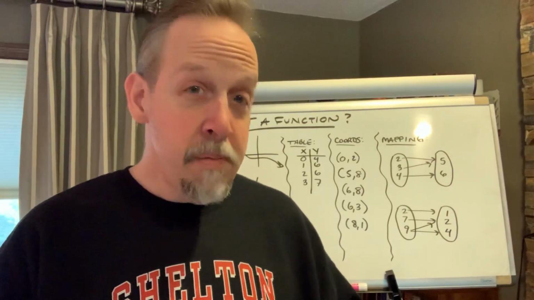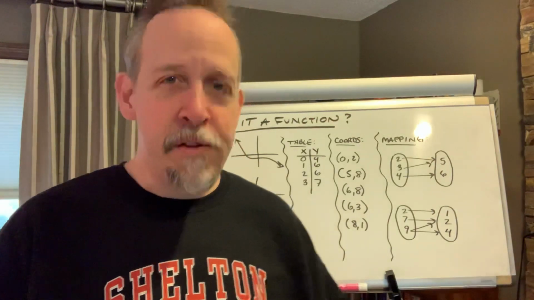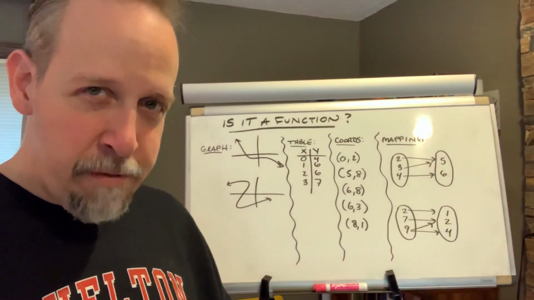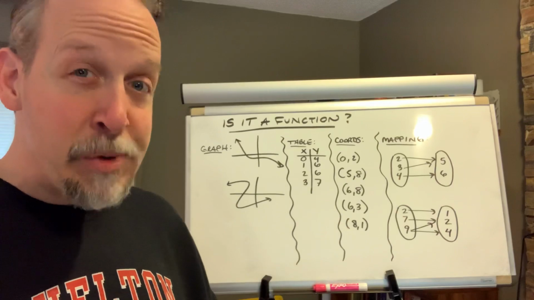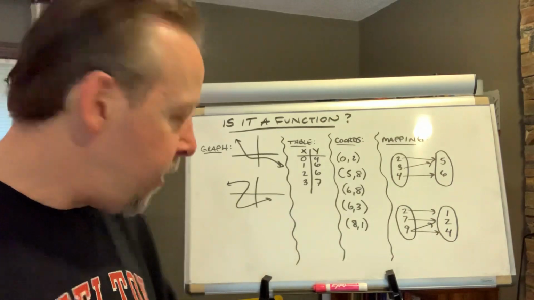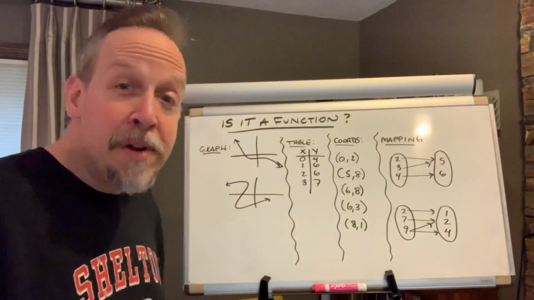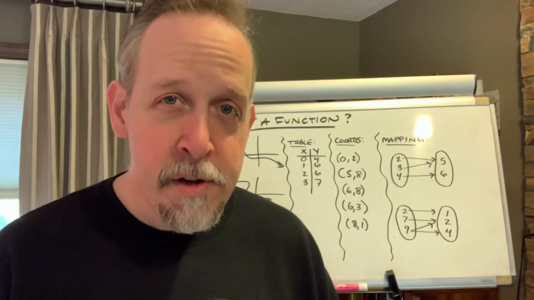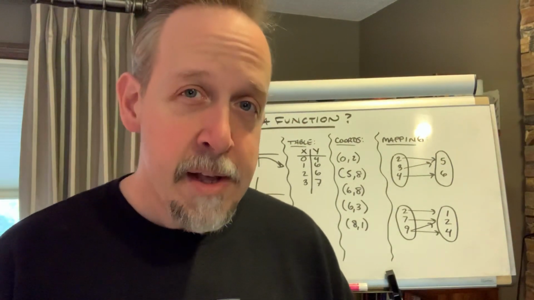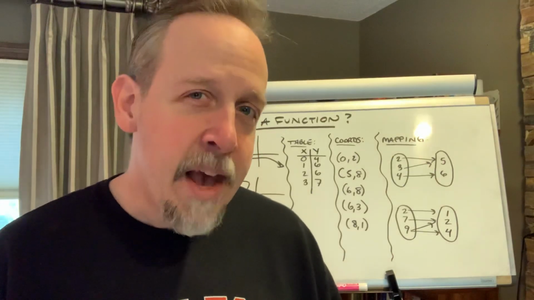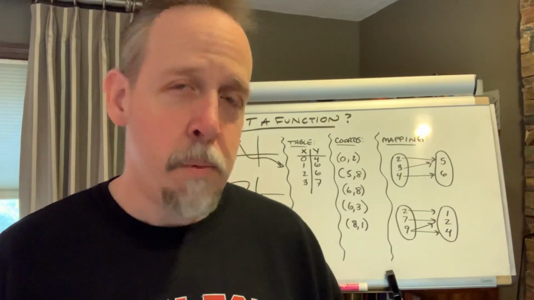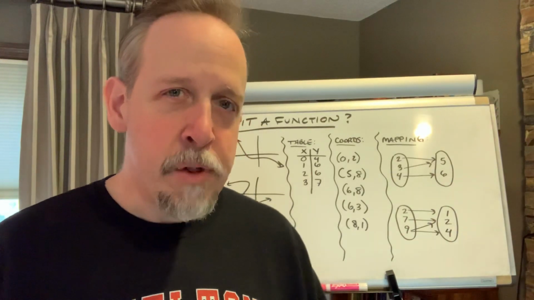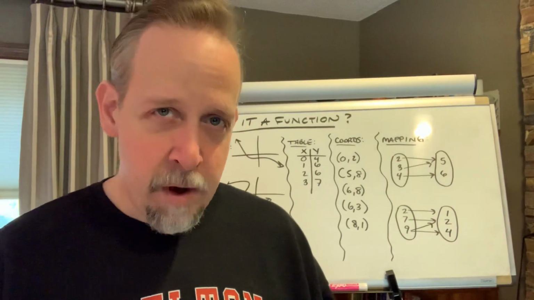So let's play a game. Is it a function? On the board behind me, I have a bunch of options for all the various types of ways you can see relations. And you want to tell me if each one is a function. Now, again, here's the rule. A function is any relation in which every x has only one y. We say every input, which are the x values, have only one output, which are the y values.